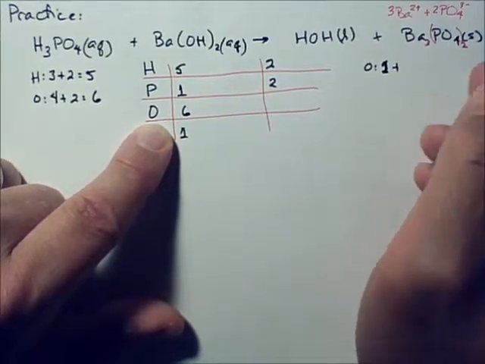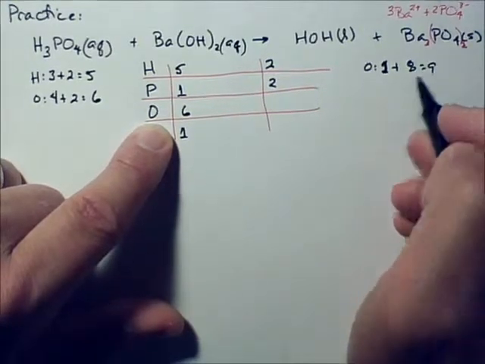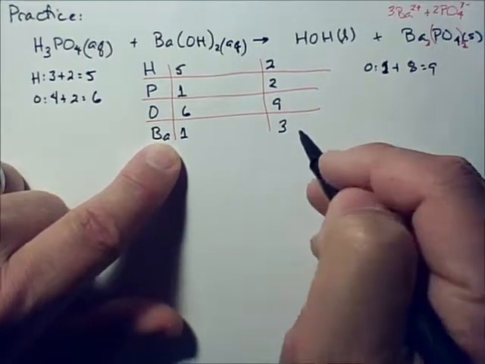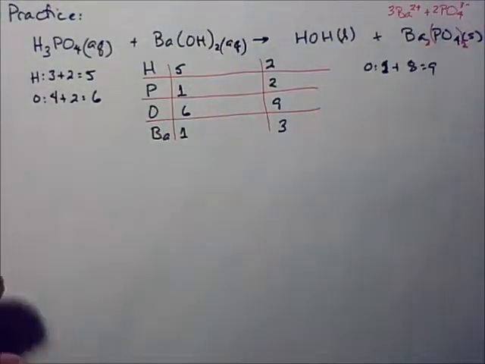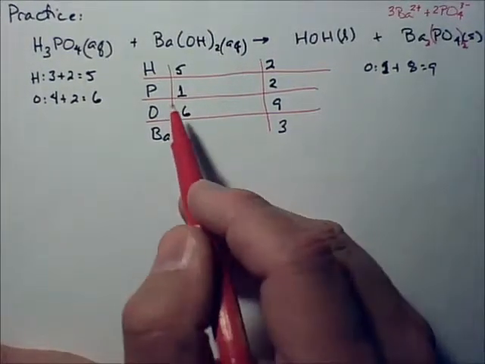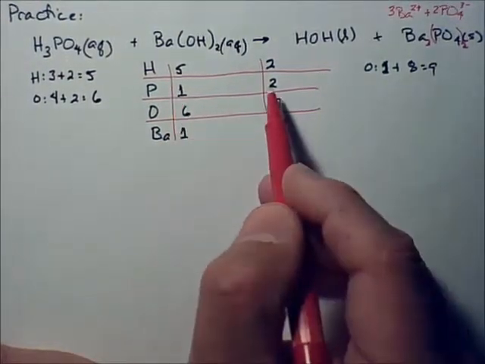Make it look like a 1. Plus 8 is 9 oxygens. And then I have 3 bariums, right? Alright, to balance this then, I need to start with... oxygen's always going to be last and hydrogen next to last. I can start with the phosphorus here.